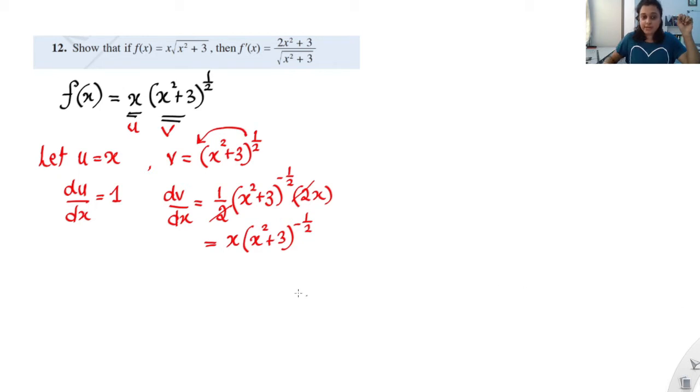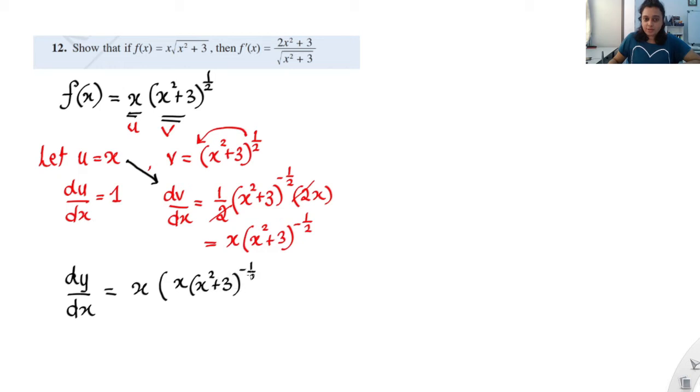Now it is very easy, we can substitute into the product rule formula. Product rule, you start from u, then write dv/dx. Write u first, x, times dv/dx, which is the bracket x squared plus 3 to the power of negative 1 over 2. Then plus, copy the v and then the du/dx: x squared plus 3 to the power of 1 over 2, times 1.